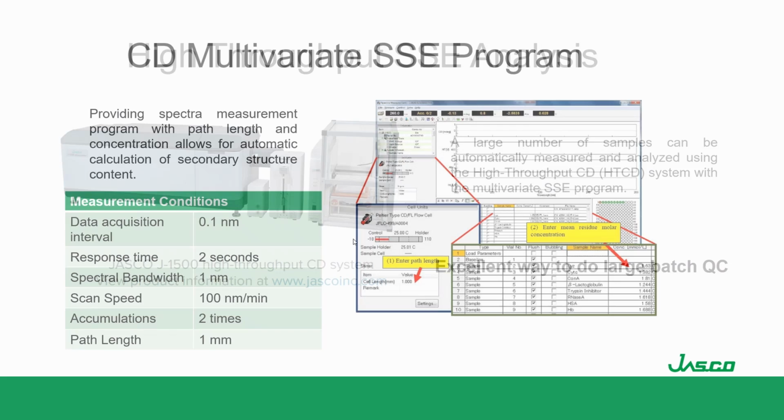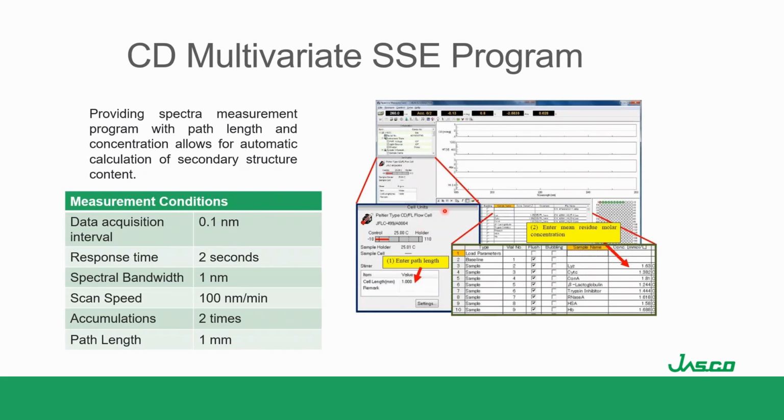The way this is going to work is that in our CD estimation software with the high throughput systems, we can supply a path length here. In this case, we're going to be using a 1 millimeter path length. And then we can also give it our mean residue molar concentrations for each sample before the analysis takes place. The secondary structure estimation software is going to take this path length and this molar concentration, input those in order to get our ellipticity spectra, and then automatically calculate the secondary structure percentages from those values that we've given it.